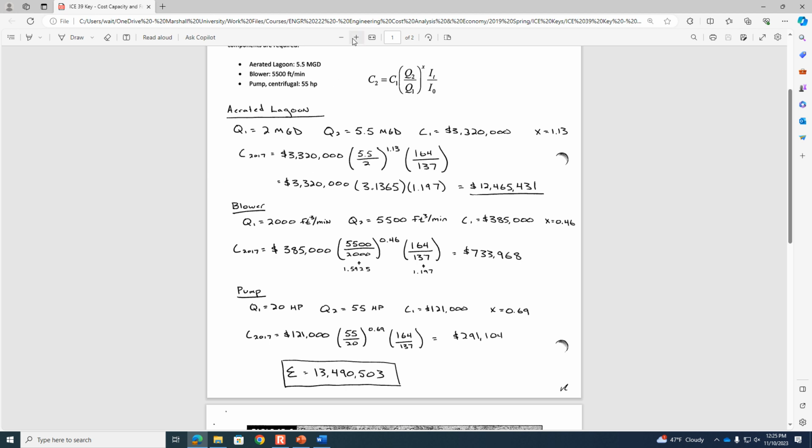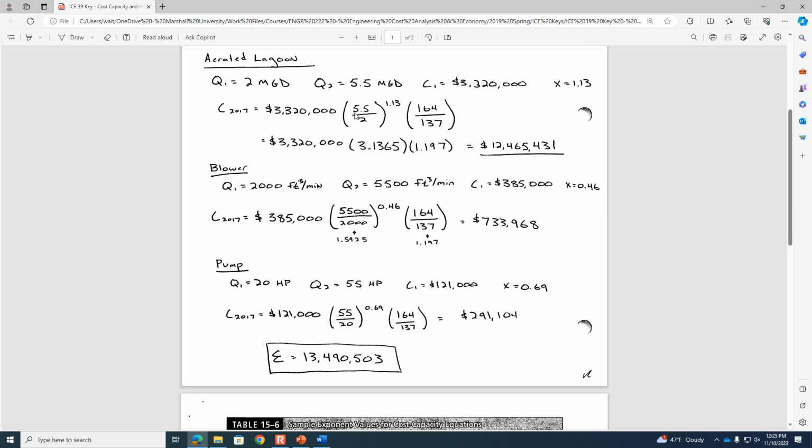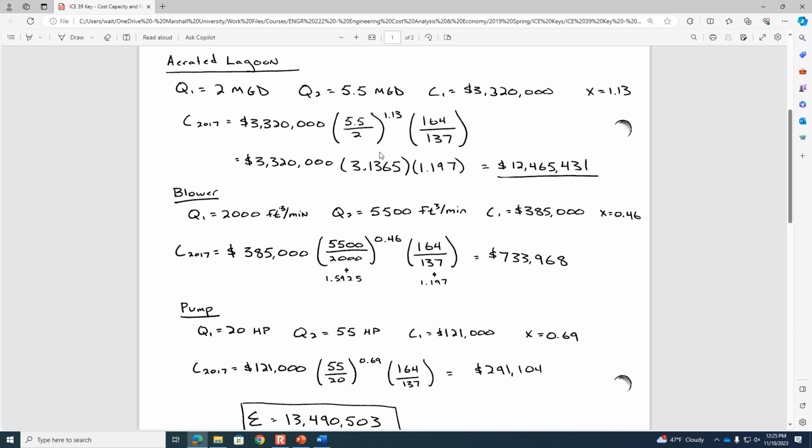Okay, so there's 3 components: the aerated lagoon, the blower, and the pump, and we need to find out how each of them has changed in price over time, because of the larger size of this system we're trying to predict. So it looks like the blower, original one, was $385,000, and we're going to project $773,000 for the larger one. The aerated lagoon was $3.3 million.